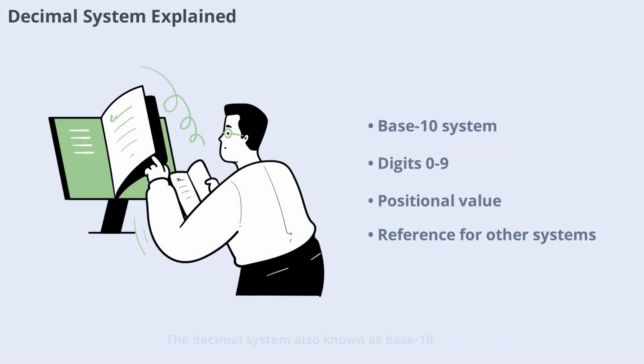The decimal system, also known as base 10, is the most familiar number system to us. It uses 10 digits from 0 to 9, and each position in a number represents a power of 10. For example, in the number 345, the 3 stands for 3 hundreds, the 4 for 4 tens, and the 5 for 5 ones. This positional value system makes it easy to represent large numbers efficiently. Understanding the decimal system is crucial because it serves as a reference point for learning other number systems.